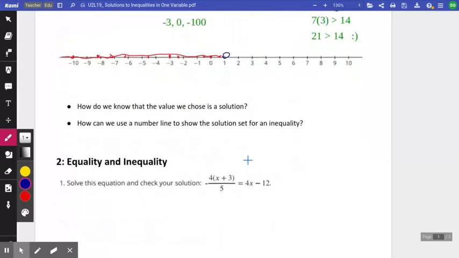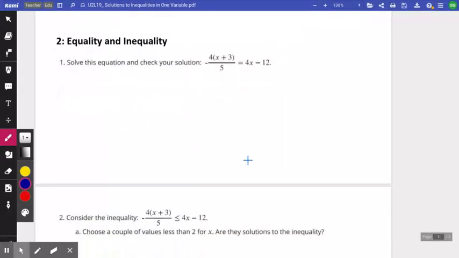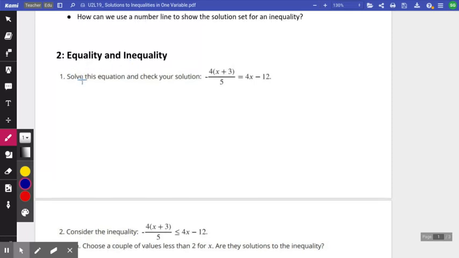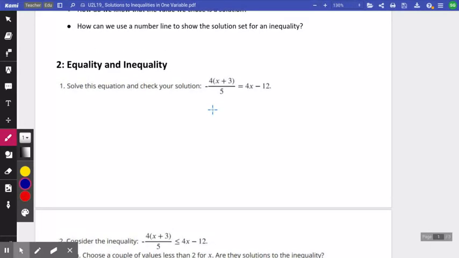We're going to move on to the second one here, which is going to be all about comparing equations and inequalities in this activity called Equality and Inequality. It starts us off with number 1, which asks us to solve this equation and check your solution. And then they give us a really fun looking equation. We had talked about solving equations earlier in this unit as well, back in pre-algebra. I'm going to encourage you to go ahead, pause the video, and see if you can solve this equation here.